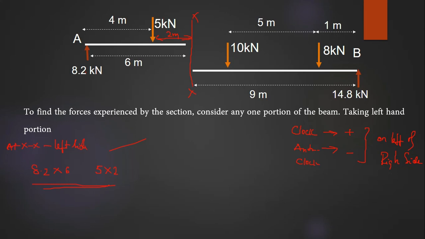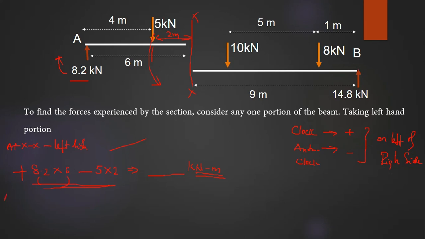So what has to be positive and what is negative? Here, if you see, this moment is clockwise because of this, so it is positive, and this moment, 5 kilonewton into 2, 10, is negative because it is anti-clockwise. So with respect to XX, you have to see the direction of forces. If this is the section XX and this is the direction of force, this is in the anti-clockwise direction, so it is negative. Which gives you some value in terms of kilonewton meter. Kilonewton meter is the unit of moment, you know that.